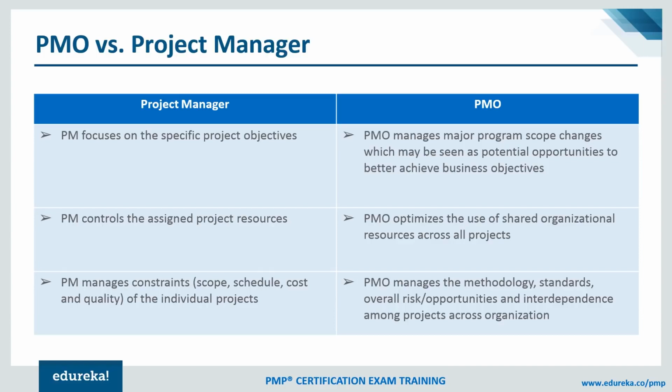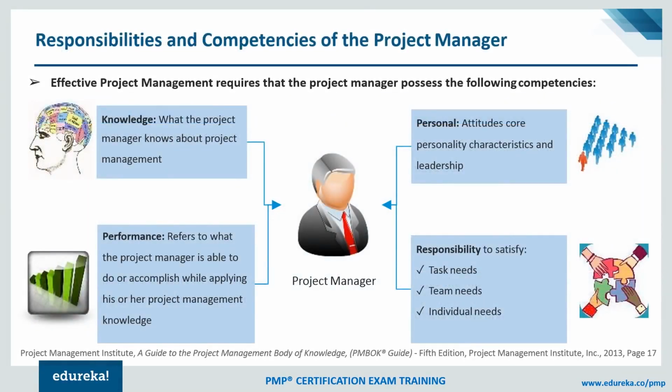So the PM focuses on achieving those objectives and also controls the assigned project resources. Whatever team members are working in the project, the project manager will be directly responsible for them. Whereas PMO will ensure that, as there are multiple projects in the organization, the usage of resources is optimized across all the projects. Clear? With this slide, I think it's very clear what the larger picture of project, program, and portfolio is, how PMO fits into this entire structure, and what the difference is between PMO and a project manager.